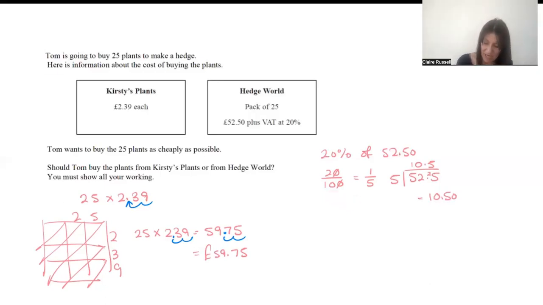Now I've got to add my £10.50 to my original £52.50 so that I have an answer and can actually do some comparing. So let's carry the 1, 3, and I've got £63. And then you must answer the question, you know, where should he buy it from? So we can see it's Kirsty's plants that are cheaper.